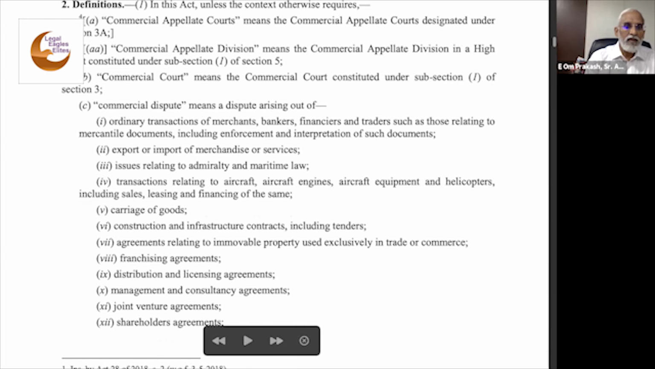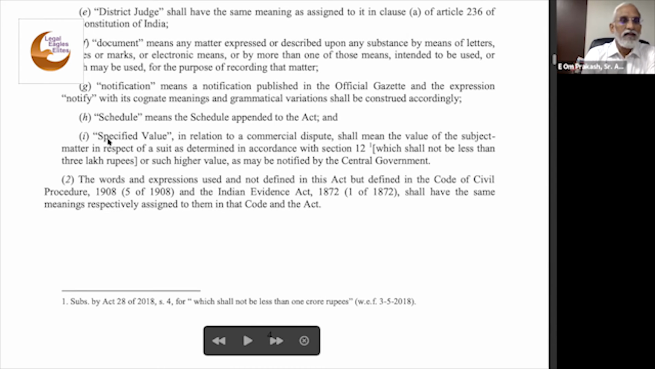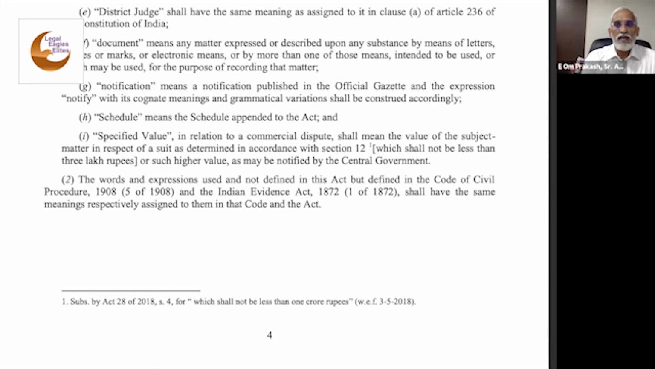Now, having said this, what we have to see is that I also pointed out there is something called specified value. Now, please see the definition under 2(1)(i), CI. It speaks about specified value. In relation to a commercial dispute, it shall mean the value of the subject matter in respect of a suit as determined in accordance with section 12, which shall not be less than 3 lakhs in rupees or such higher value as may be notified by the central government. So the Act provides that even in respect of a commercial dispute, to bring it within the Commercial Courts Act, the said dispute should be of a specified value. And in terms of definition, this specified value as on date is 3 lakh rupees.